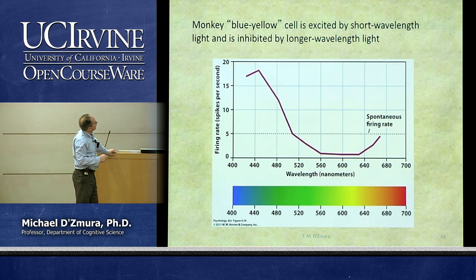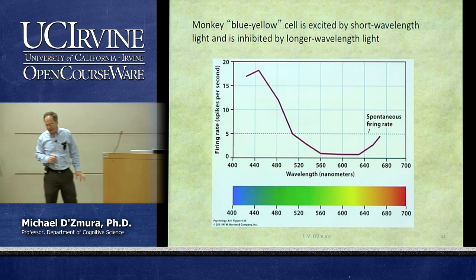So if we look at the response of a blue-yellow cell in monkey, and you can find these in retina, in LGN, and several visual areas, you can find a particular cell that's excited by short wavelength lights. Here we have lights varying in wavelength from 400 to 700 nanometers, and we see that, yes, the firing rate is higher at the shorter wavelengths, so it's excited, and it's also inhibited by longer wavelength lights. So its firing rate is now less than the spontaneous firing rate, which is the firing rate that you would measure in the absence of any stimulation whatsoever.